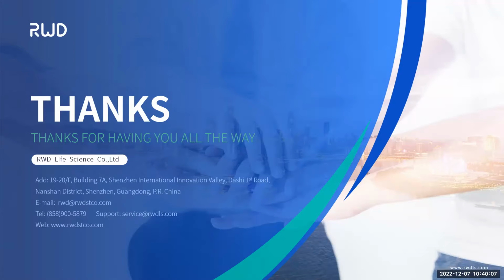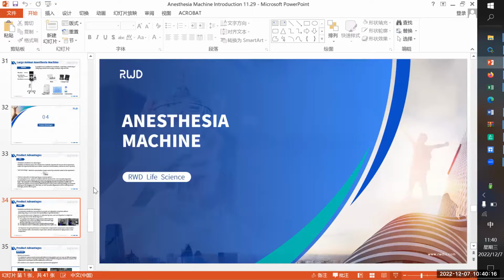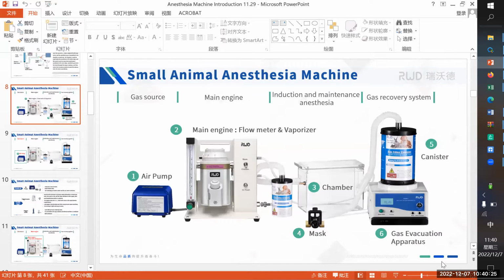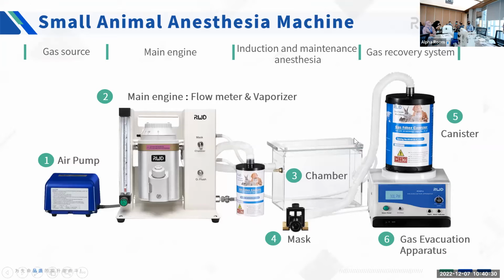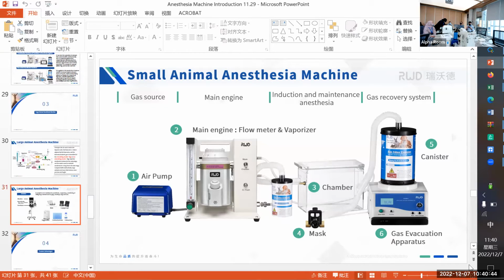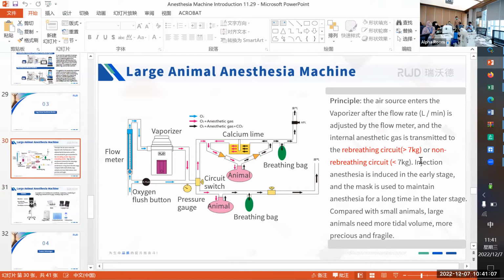Do you have any questions about the machine? The full system for the large animal anesthesia. Yeah, I want to see the picture. You show it too fast. The full picture. Large animal. Okay, this is the large animal anesthesia machine. Yeah, this one. This is the method for the large animal anesthesia machine.